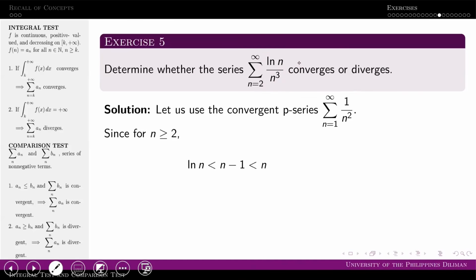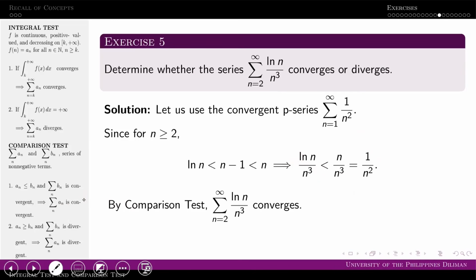So, for example, alam natin na for n greater than or equal to 2, ln n is less than n minus 1, which is less than n. So, pag dinivide natin by n cubed, makukuha na natin si a_n. And n over n cubed is just 1 over n squared. So we have a convergent series which is greater than our original series, that is case 1 of the comparison test. So we can conclude that the series converges.